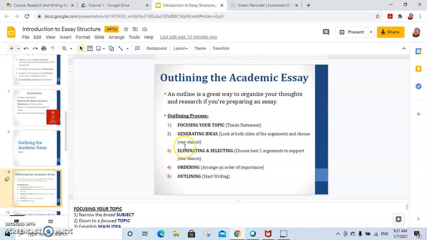And then once you have chosen your stance, choose the best 2 arguments. Now, these 2 arguments later on will be developed into 2 body paragraphs. So make sure that the two arguments are broad enough that you are able to provide more elaboration, evidence, and supporting details to support your two arguments.